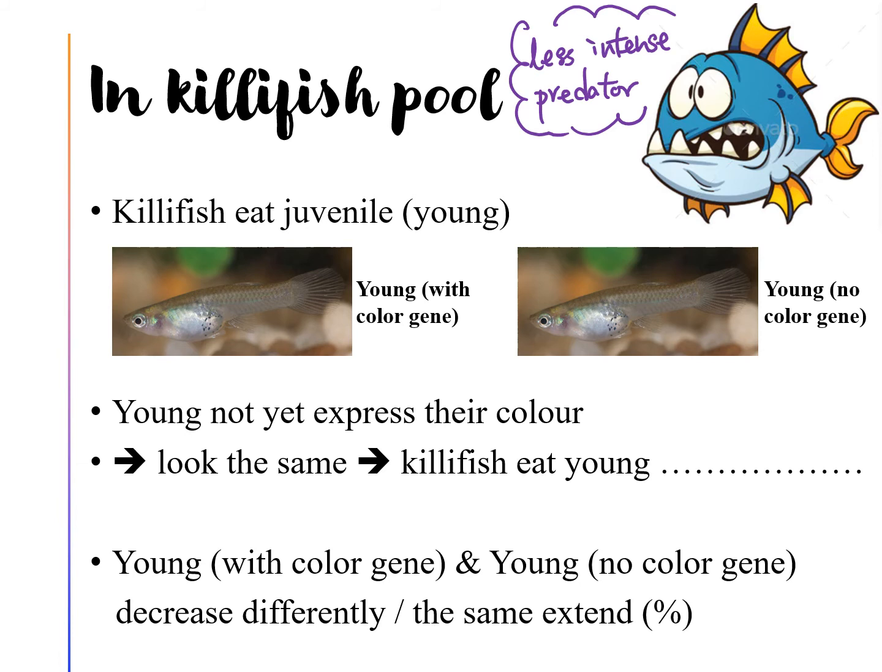The killifish is going to eat not the adult, but the juvenile. That means the killifish is going to eat the young of the guppies. And in the young guppies, there are two types: young guppies with the color gene, and young guppies without the color gene. Since the young haven't expressed their color yet, they all look the same. The killifish is going to eat the young randomly without any preference.